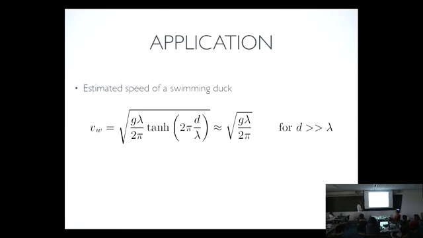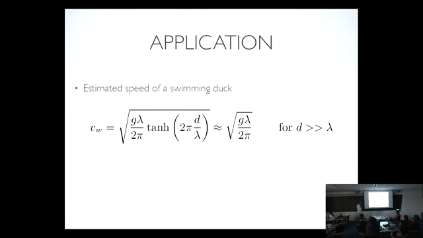Now to our actual swimming duck. In the pond, we actually have that the depth is much greater than the wavelength. So we approximate the tanh as 1 and simply get this square root, which is highly convenient since we don't have to get our feet wet trying to measure the depth.